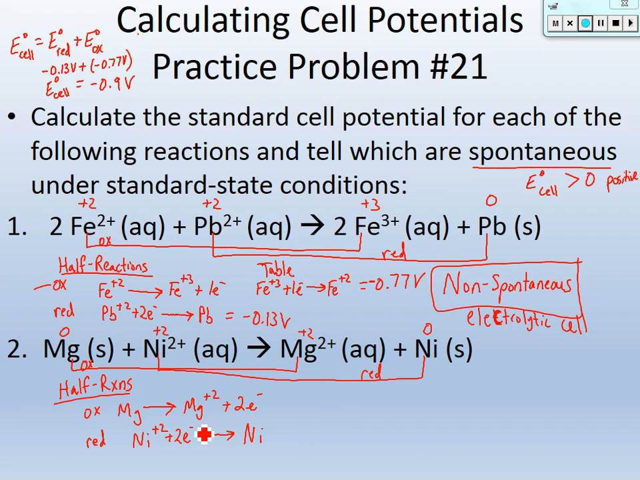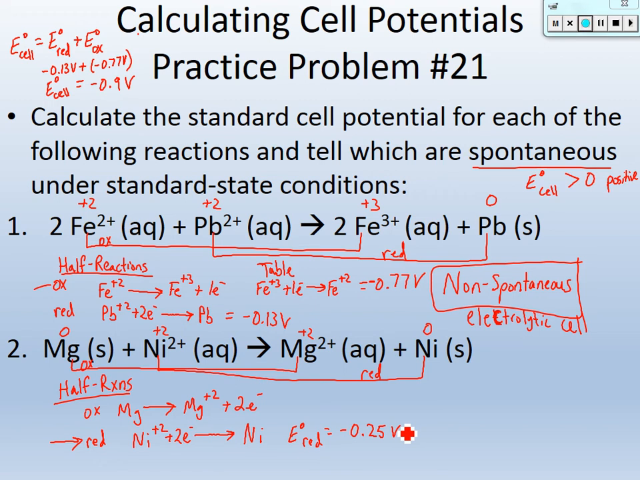Okay, so this is where you go to that table, the standard reduction potential table, and look up the voltages for each half reaction. I always like to do the reduction half first, because this table is a reduction potential table. So let's find Ni +2 + 2 electrons goes to Ni, and I see it about halfway down the page, and the E0 of the reduction is equal to negative 0.25 volts.